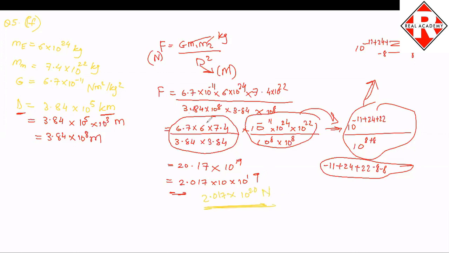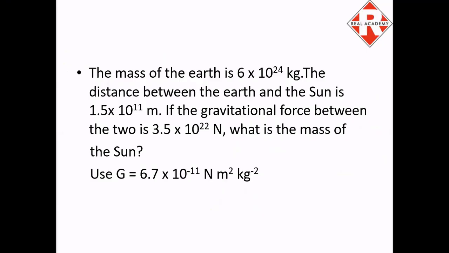Now you have to be very careful with this calculation. You have to multiply it properly. You have to divide it properly. You'll have to practice a lot if you want to solve this type of questions. Let's see the next one now. So we are on the last question now.